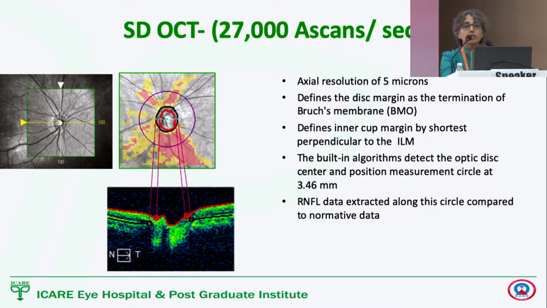Now, the spectral domain OCTs available in the market are very, very fast acquisition tools, which are able to take thousands of A scans in a second, and which gives you a very high resolution, almost up to 5 microns. And the important thing to remember is that in the newer tools, I particularly use the Zeiss Cirrus model, but whatever tool you're using, these tools are identifying the optic nerve head boundaries for you.